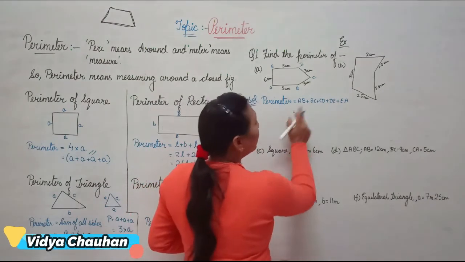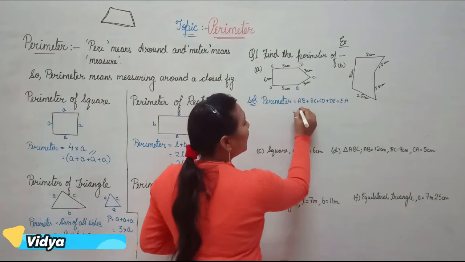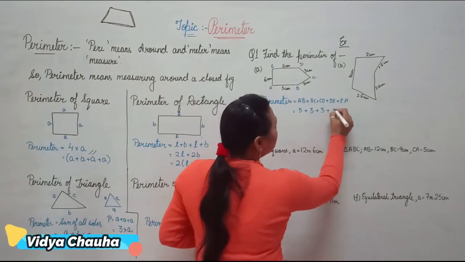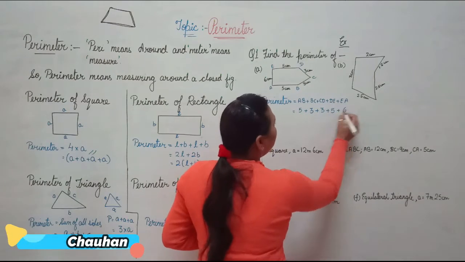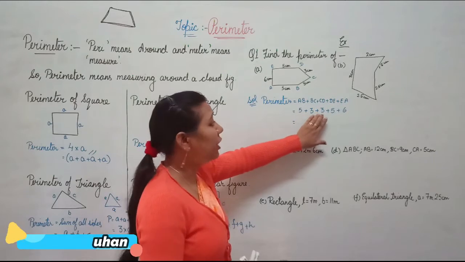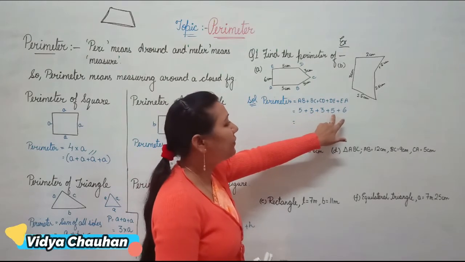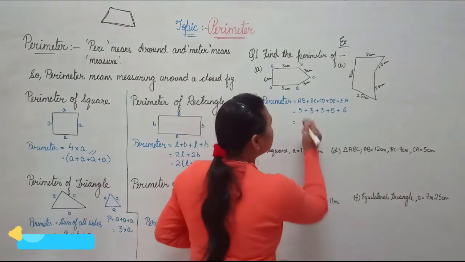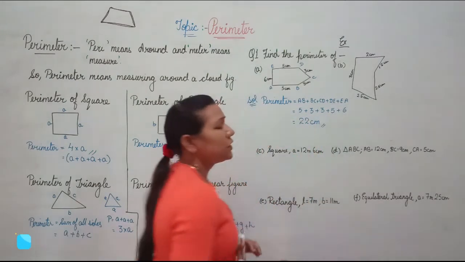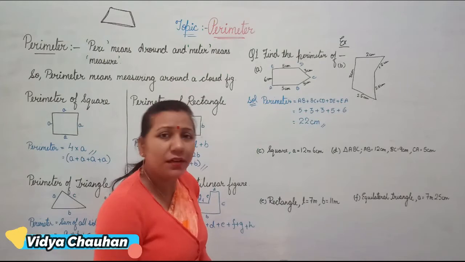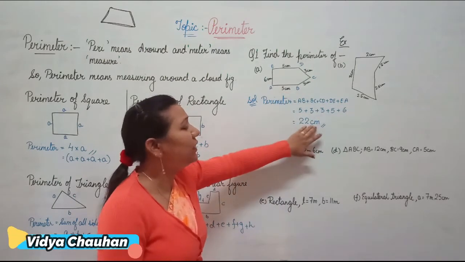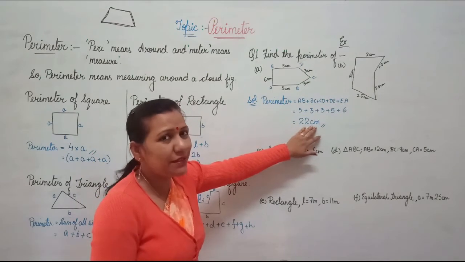Okay, now let's put in the values. AB is 5 centimeter, BC 3, CD again 3, DE 5 and EA is 6 centimeter. 5 plus 3 is 8, 8 plus 3 is 11, 11 plus 5 is 16, and 16 plus 6 is 22 centimeter. So the unit for perimeter will be the same as that of the side. If it is meter, then you will write meter. If it is centimeter, then you will write centimeters.